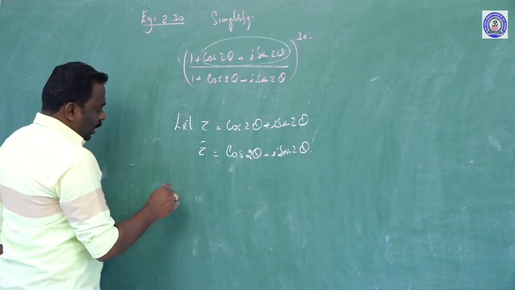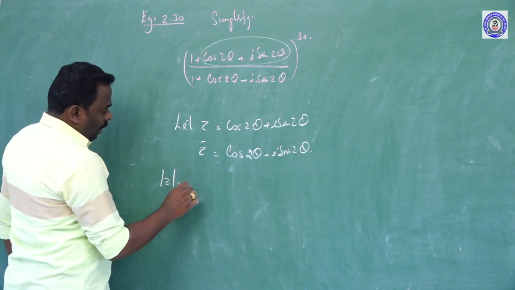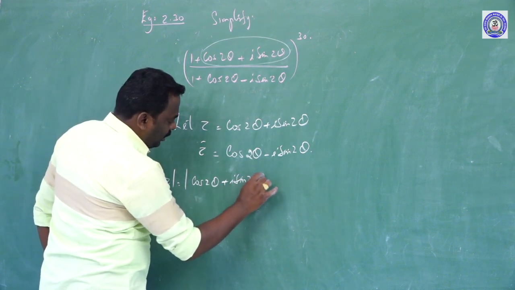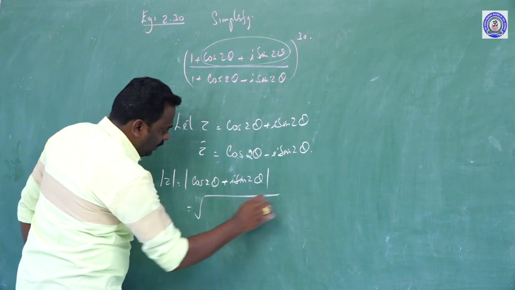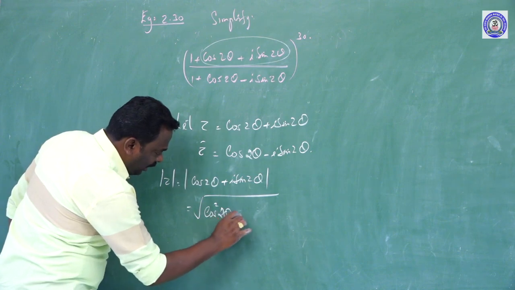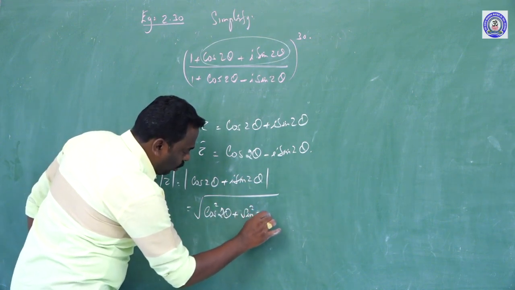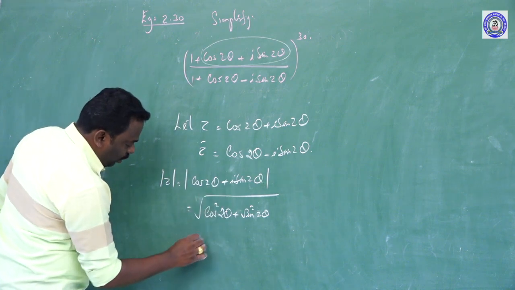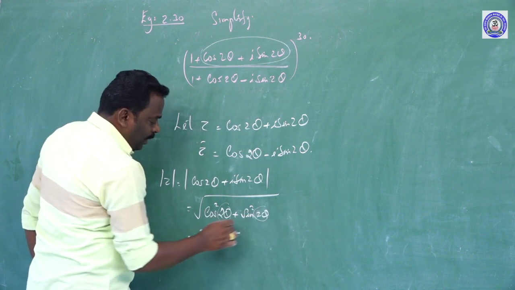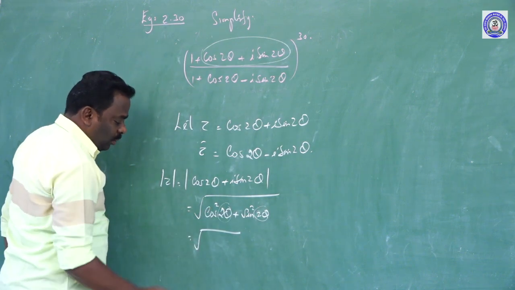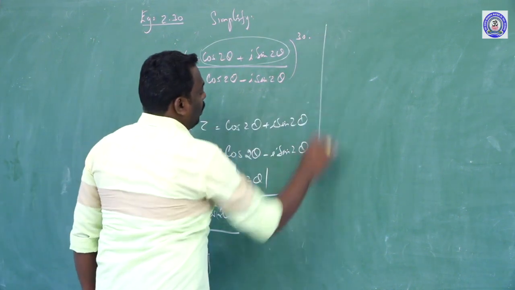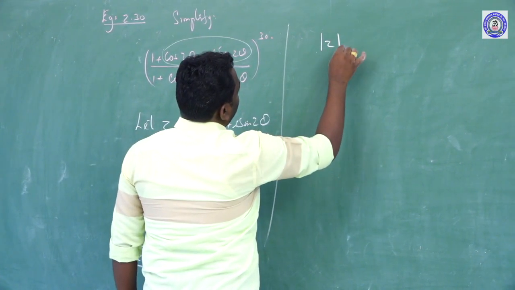Now we want to find the modulus of z, which equals the modulus of cos 2θ + i sin 2θ. That equals the square root of the real term cos 2θ squared plus sin 2θ squared, that is, the square root of cos²θ + sin²θ with θ equal to 2θ. For any θ value, cos² plus sin² is equal to 1. Therefore the modulus of z is 1.